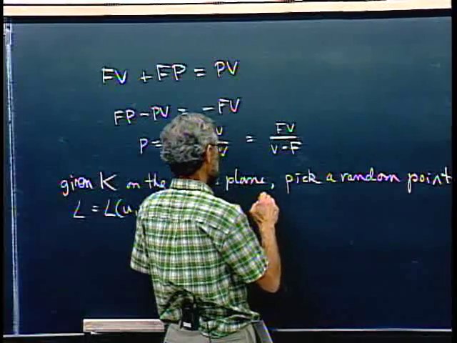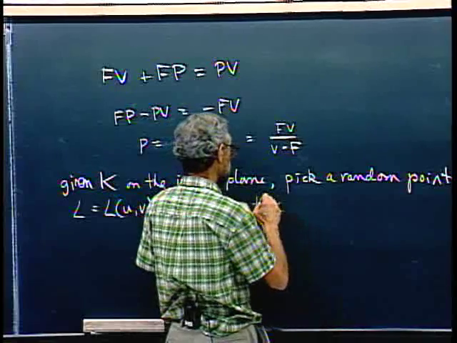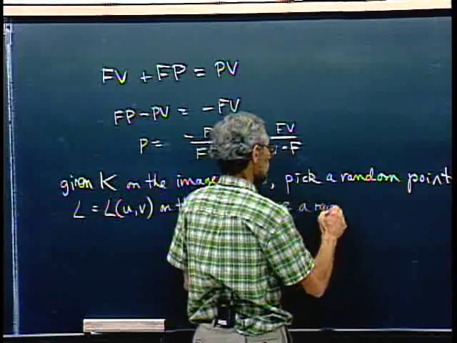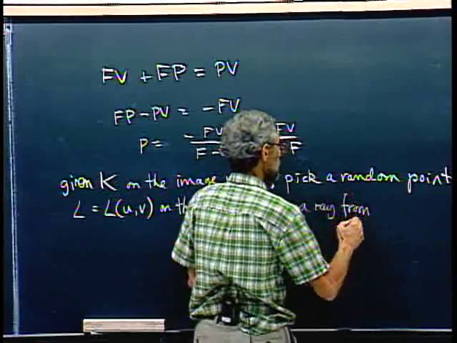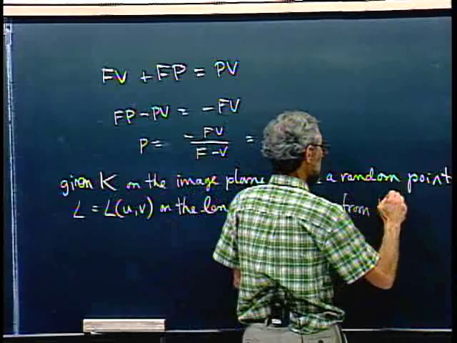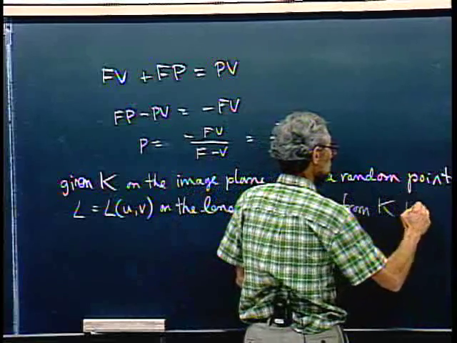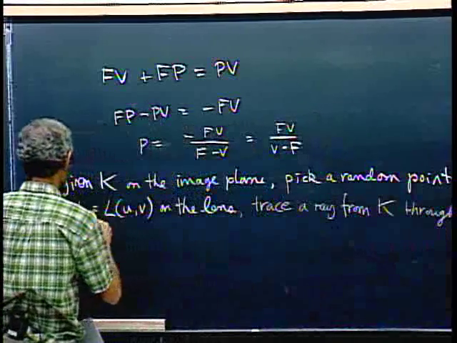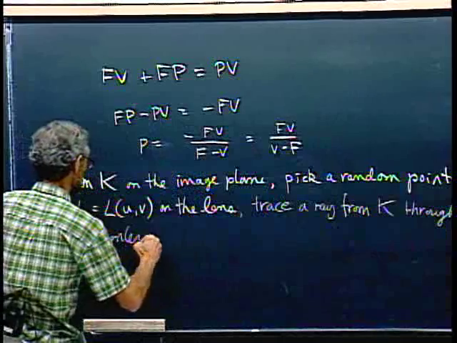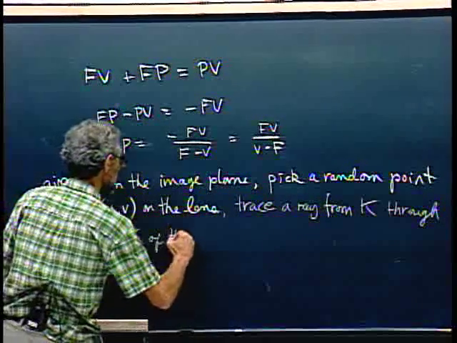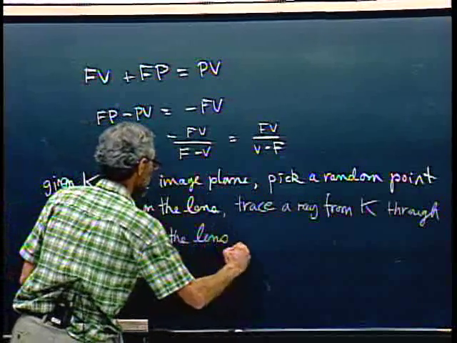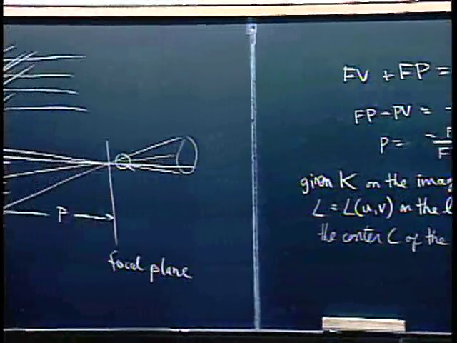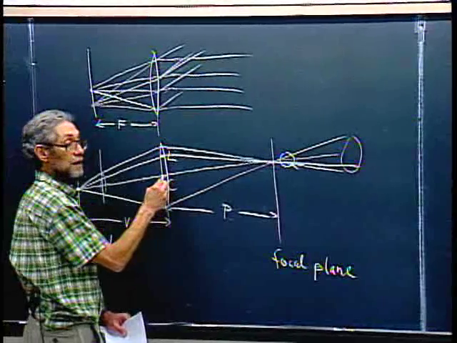Basically, before that we trace, because this is good for all of the rays, I should have said it first, a ray from K through the center of the lens. So here's the center C, and this ray here doesn't get refracted, right?